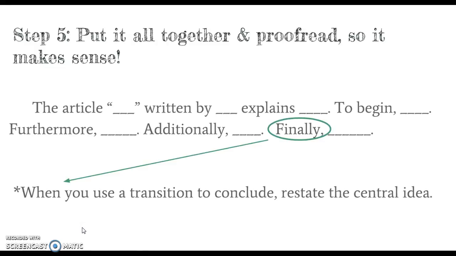Finally, I'm going to put all my ideas together and proofread so it makes sense. So here's a frame where my topic sentence is naming it, verbing it, giving a central idea. Then I've got some transition words to help me sequence the main points in my summary. When I get to my final transition word, this is where I'm going to restate the main idea. I will not put a gist note there.